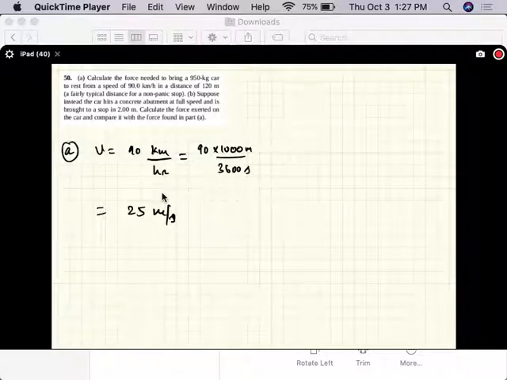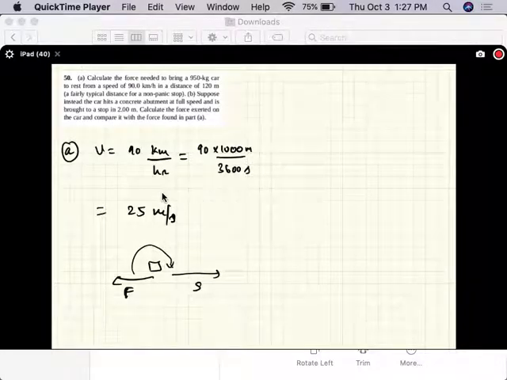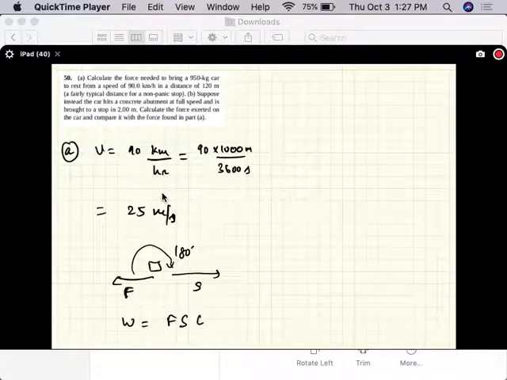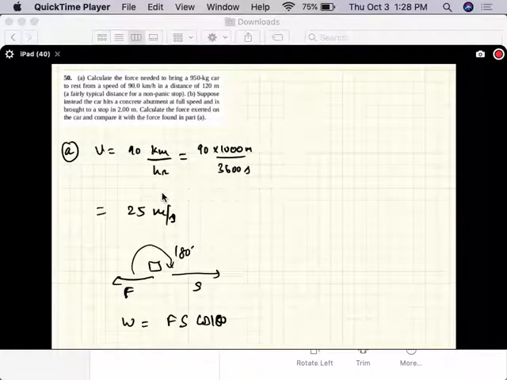Okay, so here's the car. The force needs to be in that direction while the car is moving. We'll call this the displacement. And again, the angle is 180 degrees. Brakes are friction forces. So anyway, the work done by the force is Fs cosine 180. There's the weight of the car that's being balanced by the normal force.